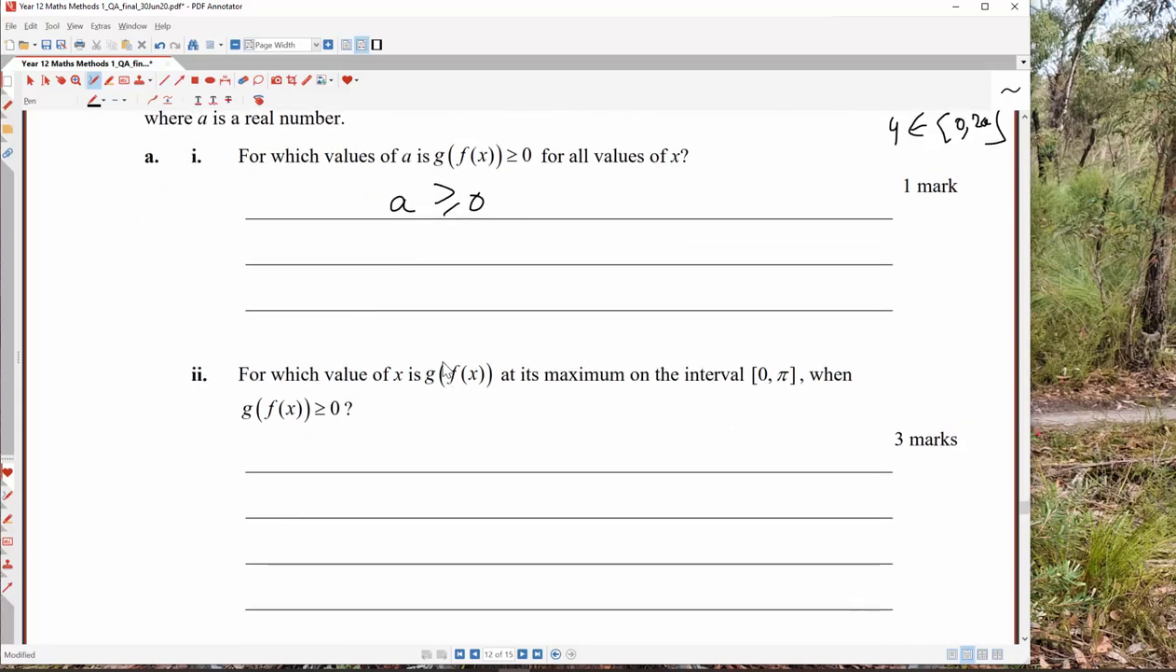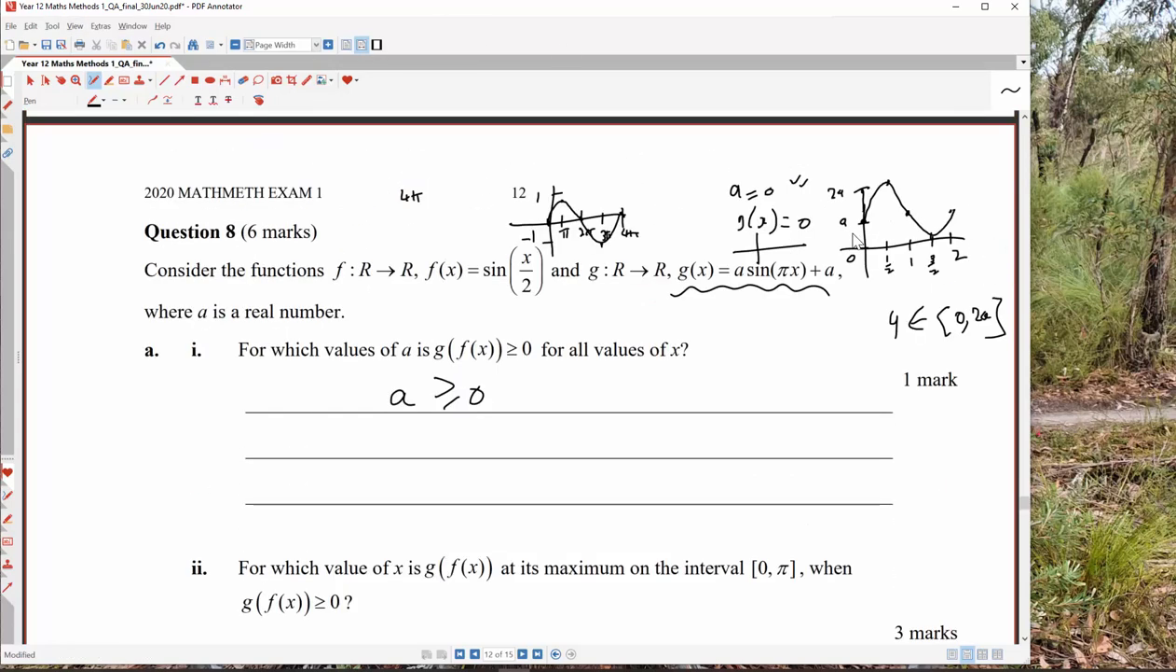All right, for which value of x is g of f of x at its maximum on the interval 0 to pi when g of f of x is greater than or equal to 0? Okay, so what we'll do is have a look at this graph here. And what we can see here is the max value occurs when x is equal to a half, and the y value there is 2a.